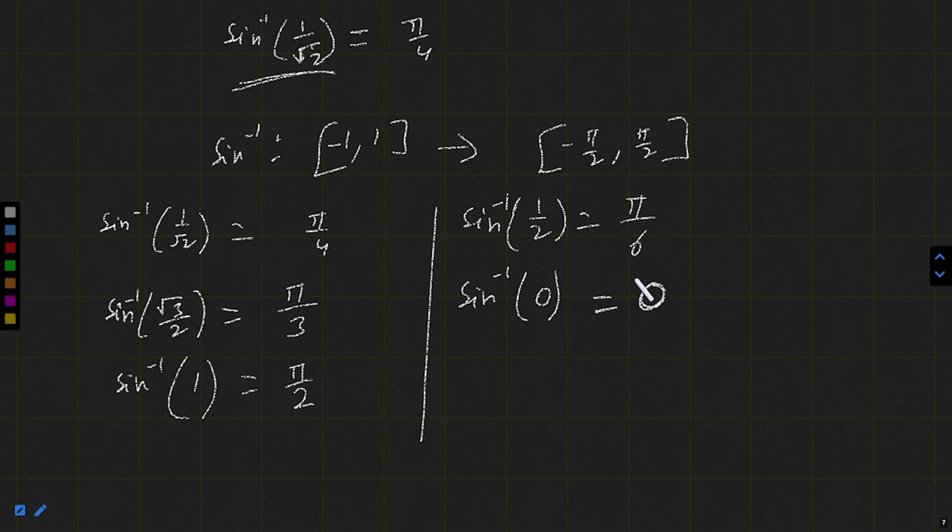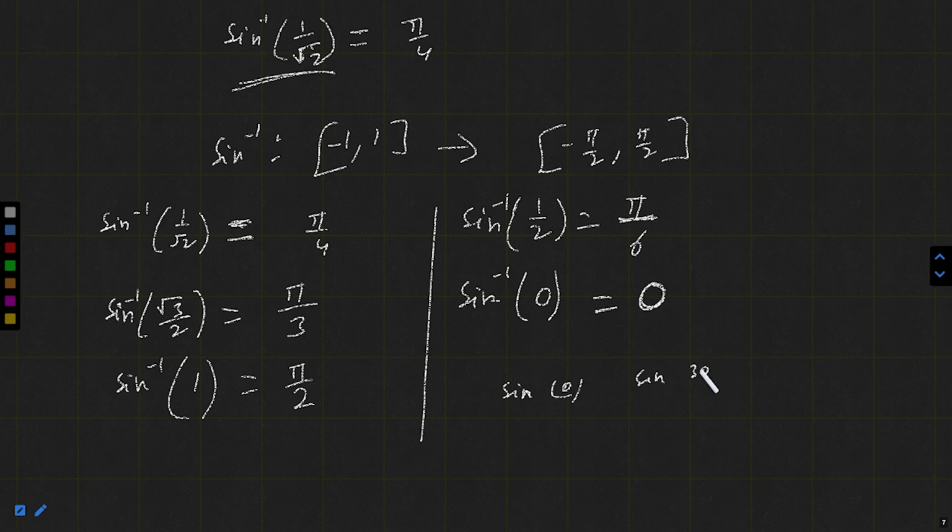So sine 0 is this, and sine inverse 1 by 2 is pi by 6. Sine inverse 1 by root 2 is pi by 4, and then pi by 3 for this, and pi by 2 for this. And are there any others you can think of? We know the sine 0 value.